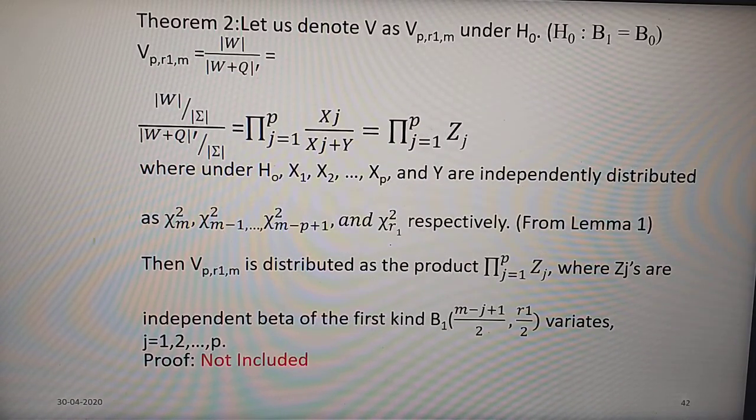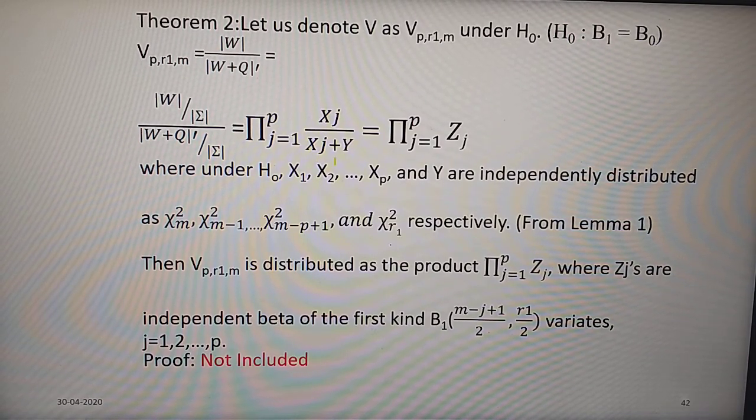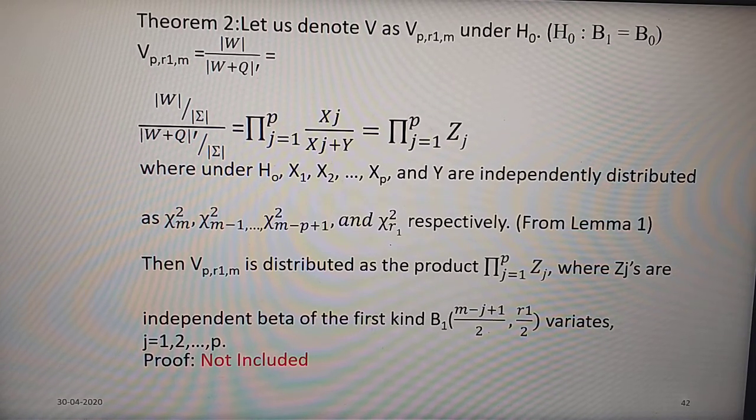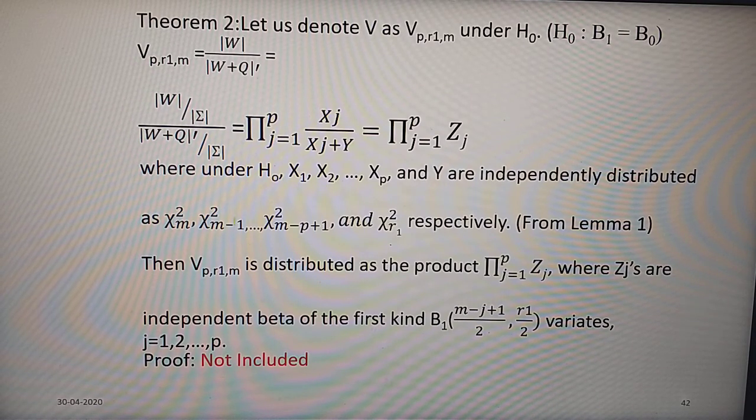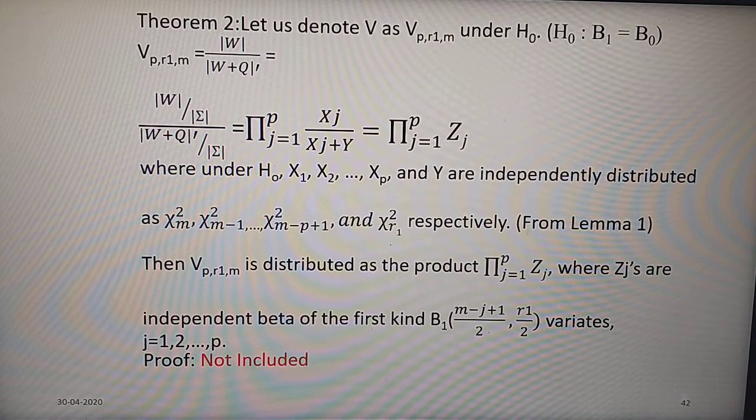See, this is the numerator, this is the denominator. So from lemma 1, this is equal to the product, j goes from 1 to p, of Jj, where Jj is xj by xj plus y. Under H0, x1, x2, ..., xp and y are independently distributed as this. This is from lemma 1.